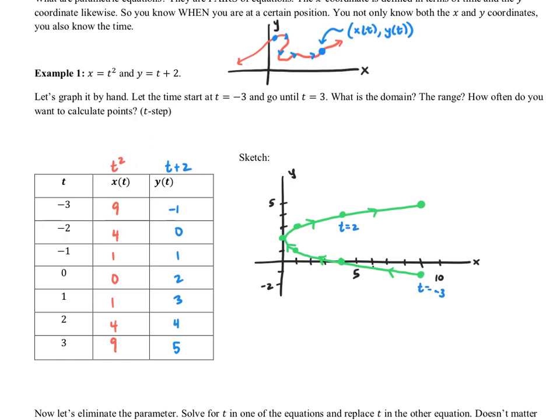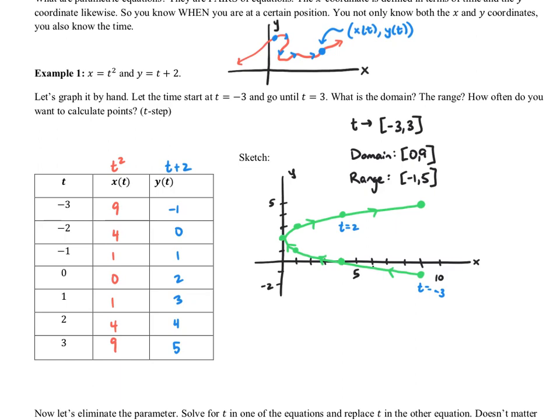Okay, so what's the domain? Well, first of all, let's organize t. So t is going to be from -3 to 3, which is what we were told. The domain, so the x values, are from 0 to 9, and the range is from -1 to 5. Obviously we could expand this, but based on the problem, that's what we're given.